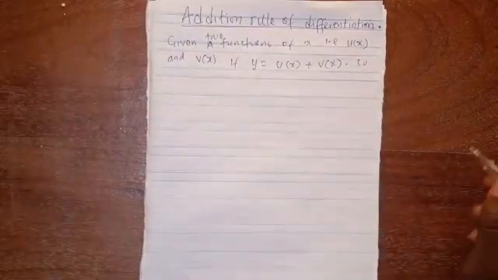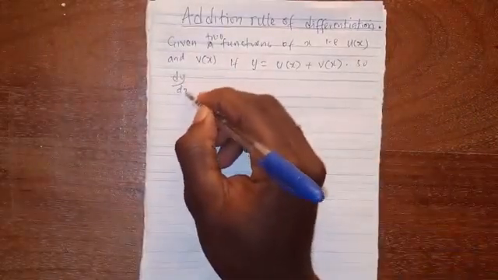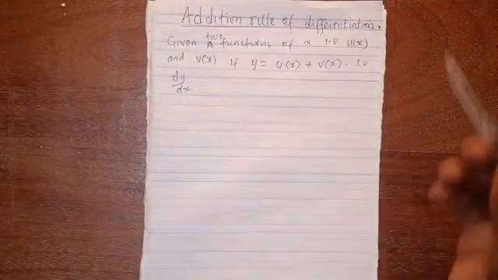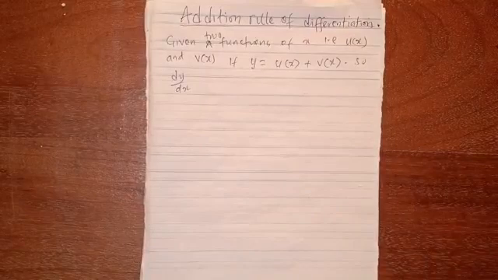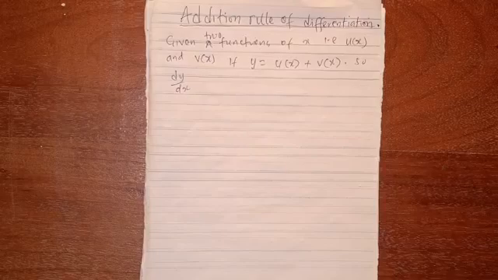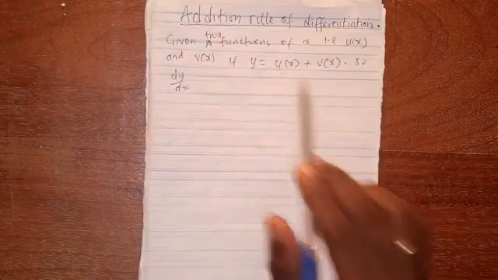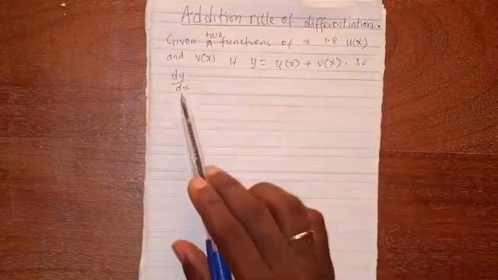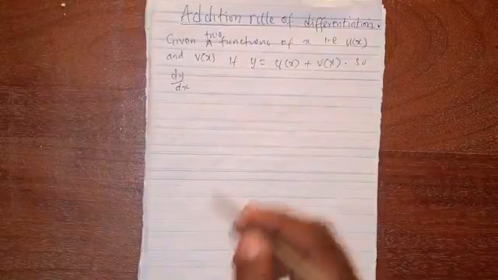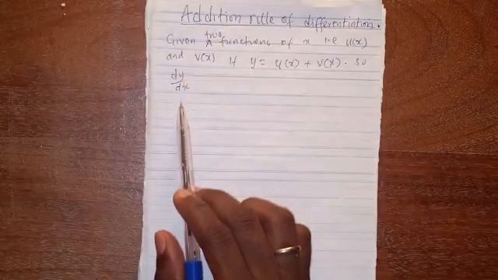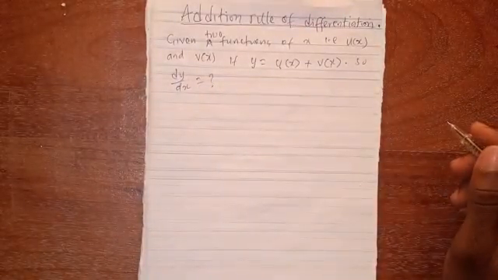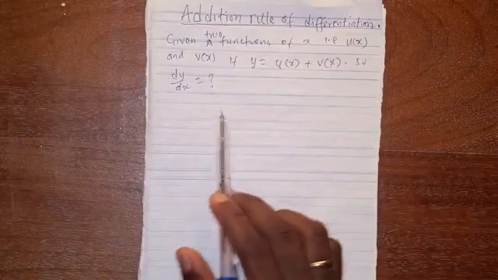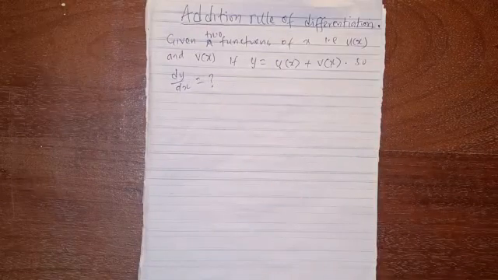So what is dy dx? That is what we are trying to do. You can see we are given a function, y equals u of x plus v of x, and we are asked to find the derivative of this function y. So dy over dx, that is the differentiation of y with respect to x. So now we try to derive the addition rule of differentiation.